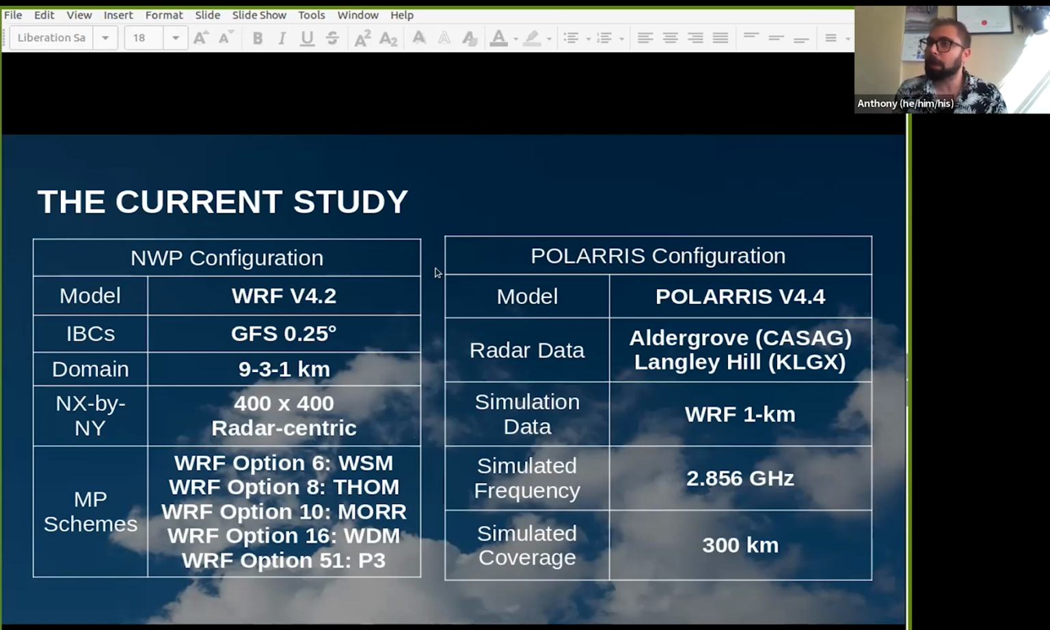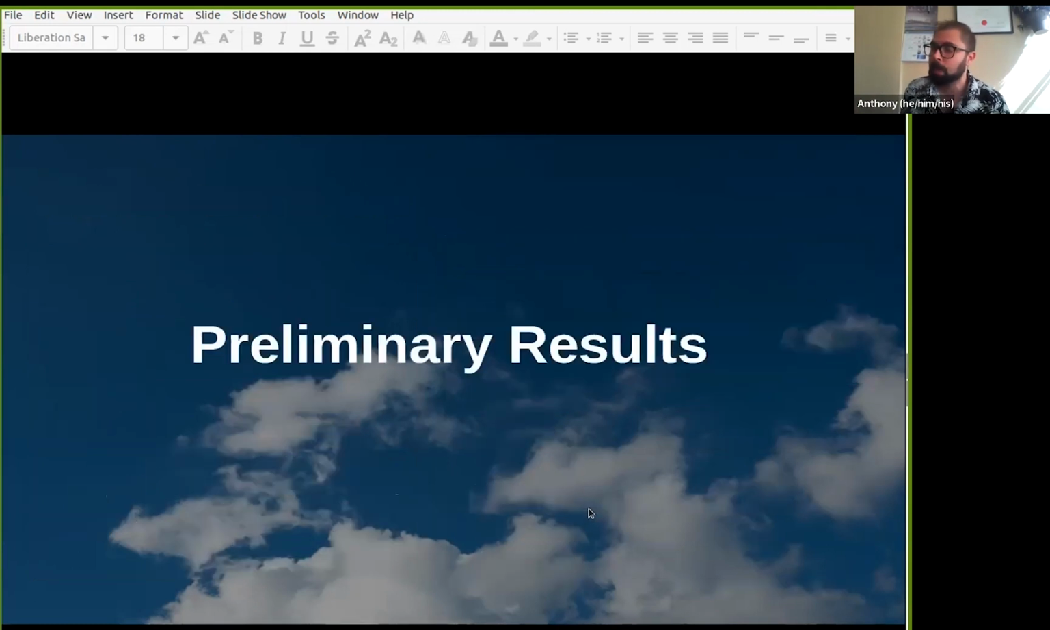But then to create the Polaris output, which ingests the NWP output as well as the observations, I also had to create a configuration for this. And this uses Polaris 4.4 on both stations again. And the simulation data is coming from the innermost domain, so the WRF 1 kilometer. Simulated frequency is the standard, so S-band about 2.85 gigahertz, and coverage up to 300 kilometers. So this is, again, simulated to compare with what the radar is actually seeing for these cases. And now we can look at some preliminary results, which are very exciting.